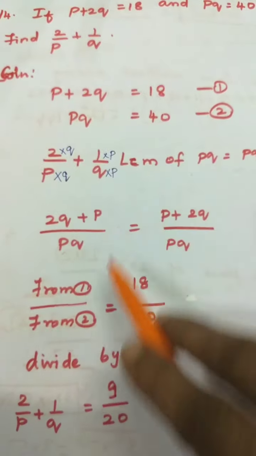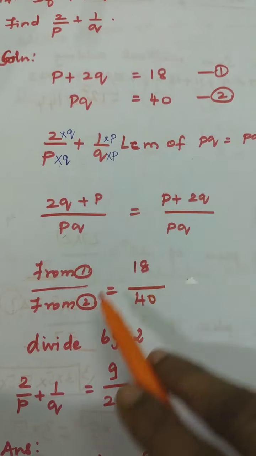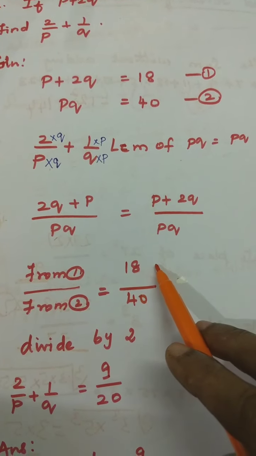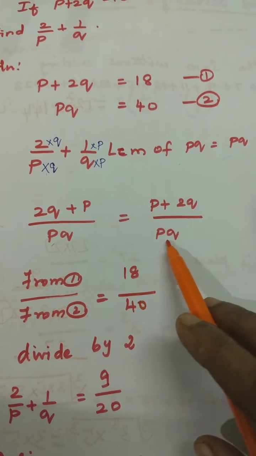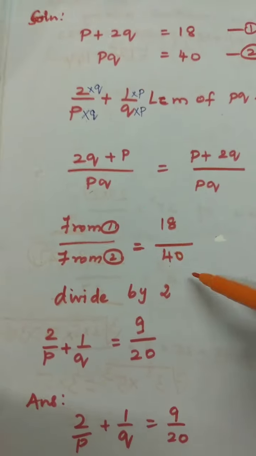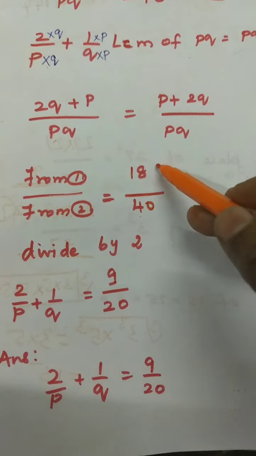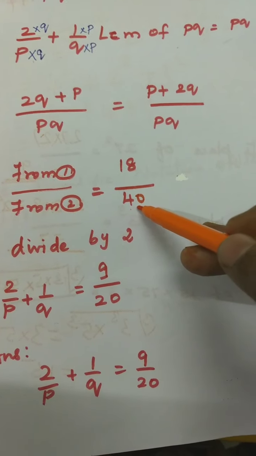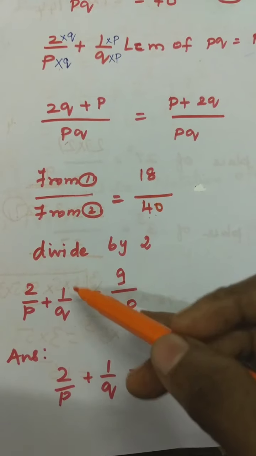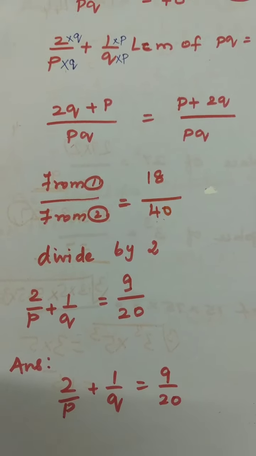Then we know that from 1, take this as the first equation and this as the second equation. From 1, you can write p plus q as 18. From 2, pq as 40. Then both can be divided by 2. So divide by 2. Then it will come as 9, 2 9s are 18, 2 20s are 40. So 2 by p plus 1 by q is equal to 9 by 20. This is the answer.